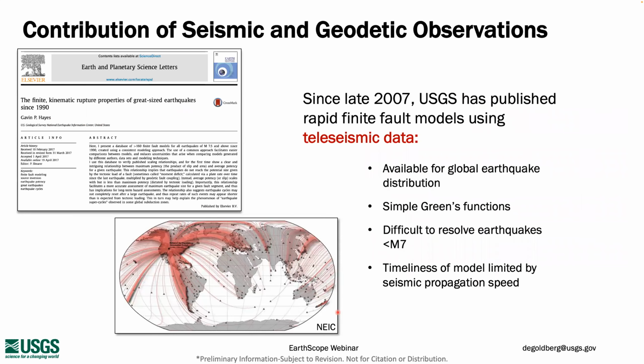So just some history on finite fault models at the USGS. Since late 2007, USGS has been publishing rapid finite fault models using teleseismic data. So most notably, these are available in a 2017 publication by Gavin Hayes that detailed the rupture properties inferred from these rapid models, as well as some retrospective analysis of earthquakes going back to 1990 using the same method.